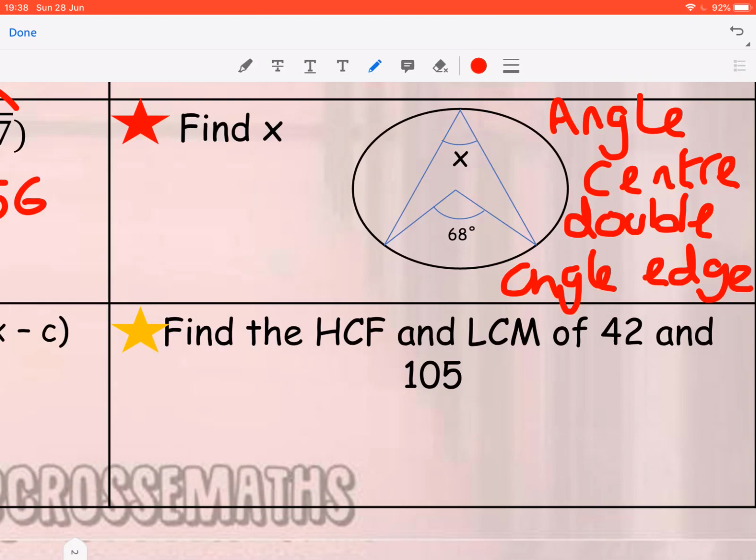If I do 68 divided by 2, x is going to be 34 degrees for x. Very straightforward question. It's important you learn your circle theorems rules. That one comes up a lot.